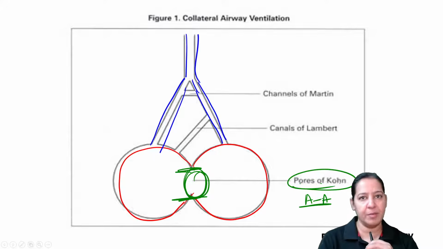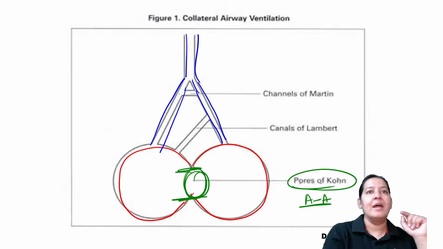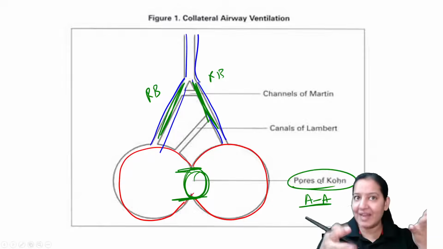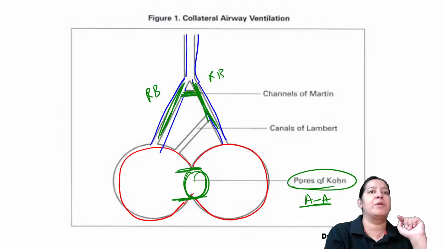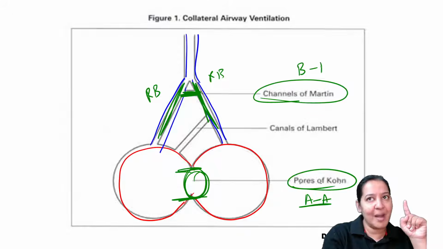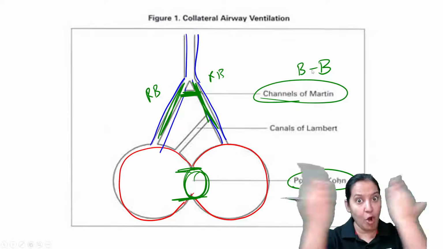Give me a thumbs up. My second point is that these are both respiratory bronchioles. Are the bronchioles connected with each other? Yes, you can see a pore between them also. This is known as the channel of Martin. So the channel of Martin is the interbronchiolar connection between 2 bronchioles.